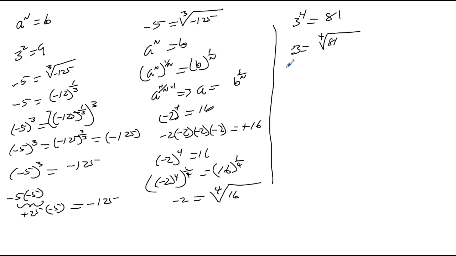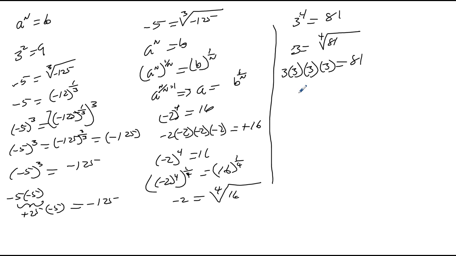Well, that's the fourth root. 3 times 3 is 9. 3 times 9 is 27. And 3 times 27 is 81. Okay. So that's what that means. The fourth root of 81 is equal to 3.